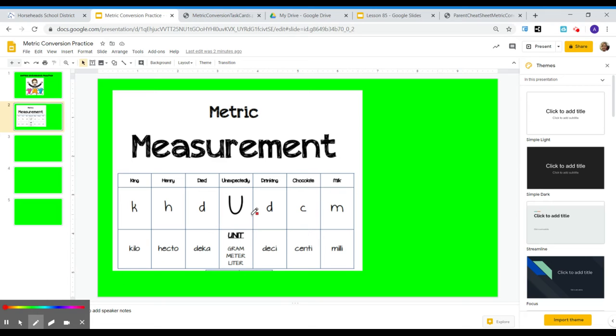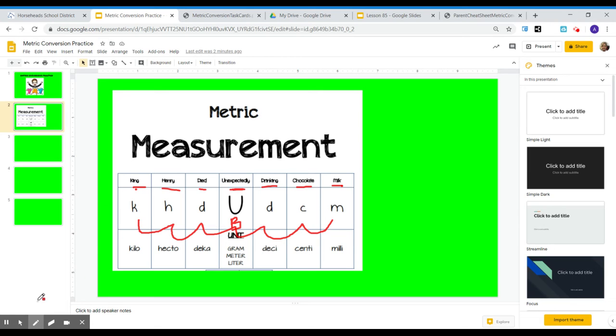I talk about King Henry died unexpectedly. Sometimes you might hear "by" because that's for base unit. Drinking chocolate milk. And this really is helpful because all you need to know about is going from one spot to another and where if you bump to the left, to the left, to the left, that's where you move your decimal.